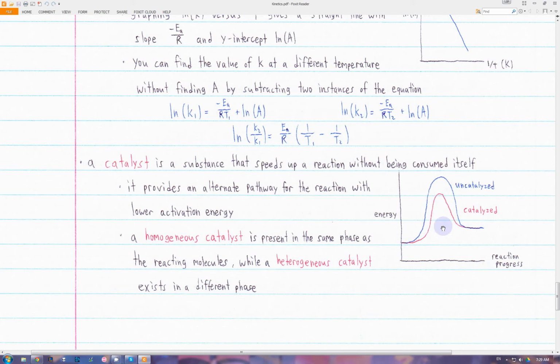We can classify catalysts into two groups, a homogeneous catalyst and a heterogeneous catalyst. The classification depends on whether the catalyst is in the same phase as the reacting molecules. For example, if we have a reaction with gas molecules and the catalyst is a solid, then they're in different phases, and so the solid catalyst would be a heterogeneous catalyst. Whereas if the catalyst was a gas, same as the reactants, it would be homogeneous.